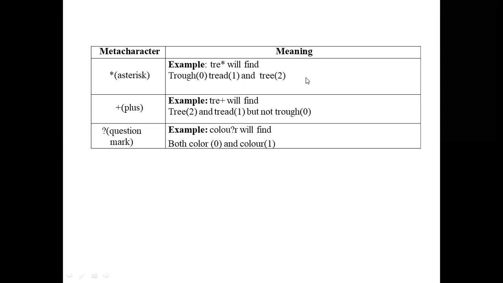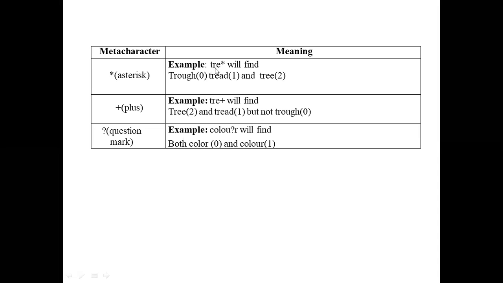Next it matches E occurring 3 times, "treee". Next "treeee", "treeeee". So it matches the preceding character 0 or more times. The occurrences of E are 0 or more, that means 0, 1, 2, 3, 4, 5, 6 and so on.